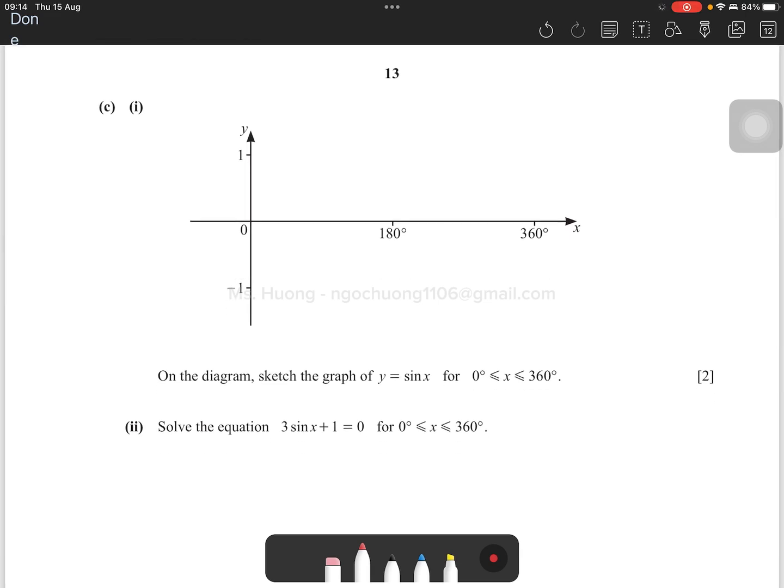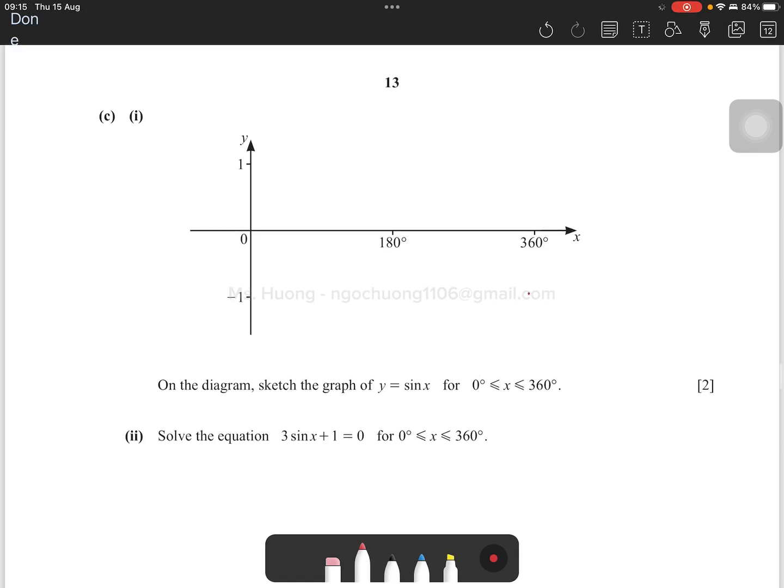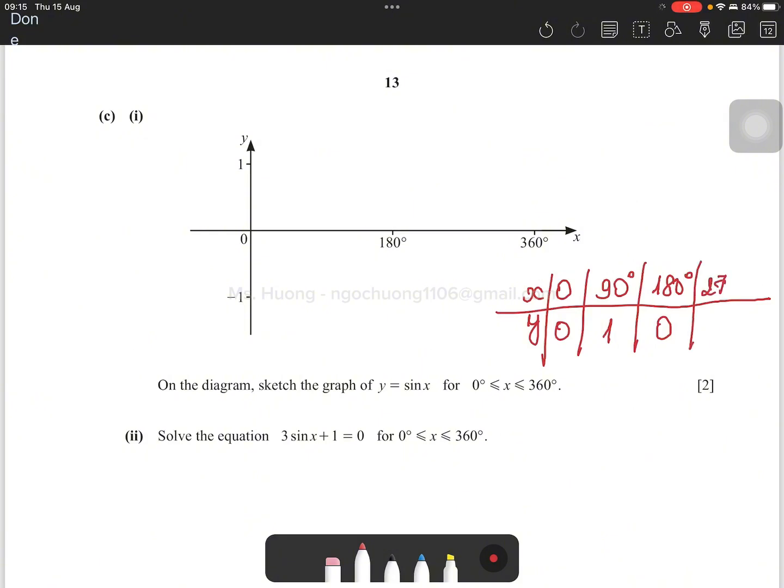C. On the diagram, sketch the graph of y equals sin x for x from 0 to 360 degrees. So to do this, we'll draw a table of values for x and y. If x is 0, sin 0 is 0. When x is 90, sin 90 is 1. Sin of 180 degrees is 0. Sin of 270 degrees is negative 1. And sin of 360 degrees is 0.